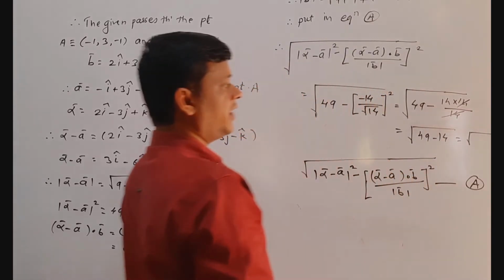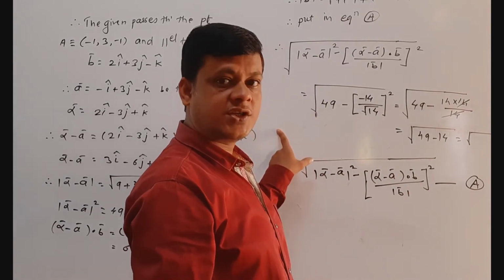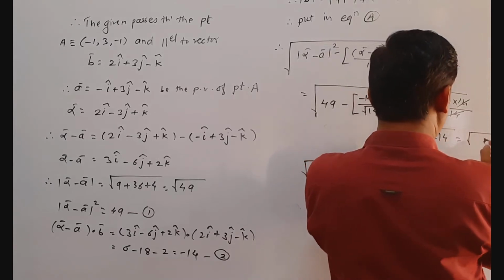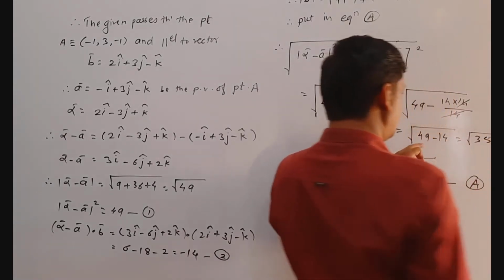So in this way we can calculate the value of distance of a point to the given line. So 9 minus 4 we get 5, and this 4 minus 3 we get 35.